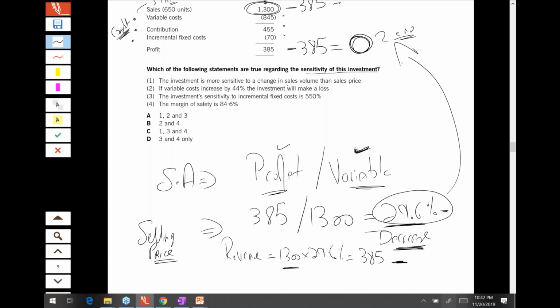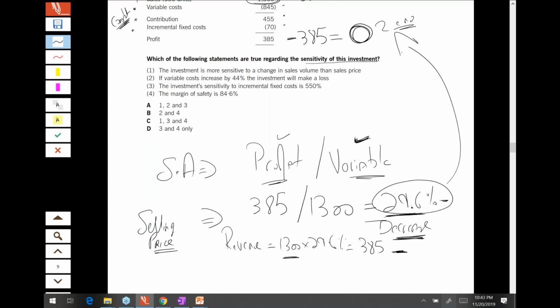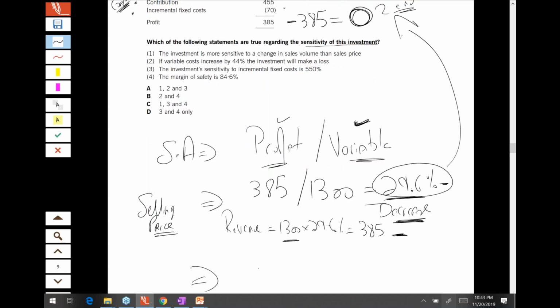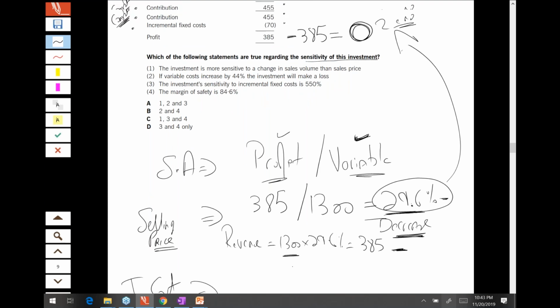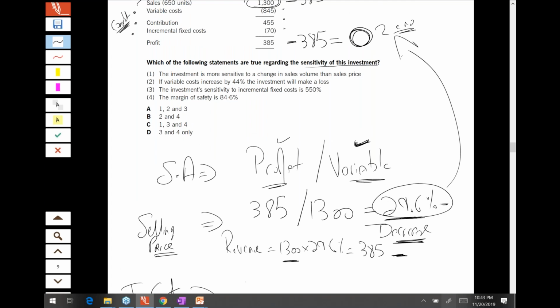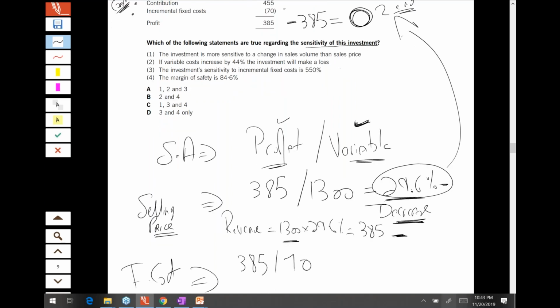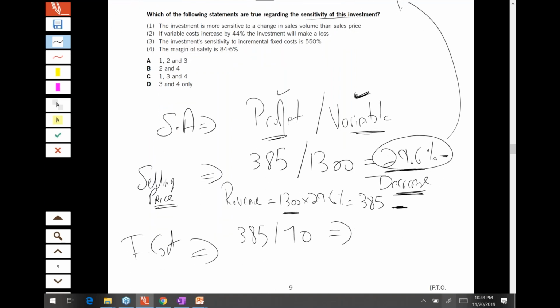Now let's work out for sales volume. Okay, let's forget about sales volume. Let's work out for fixed cost. What will be the formula? Very simple. Profit is 385 divided by 70. Come on, what is the answer? Can anyone tell me? 550%. Are you all with me, guys? The answer will be 550%.